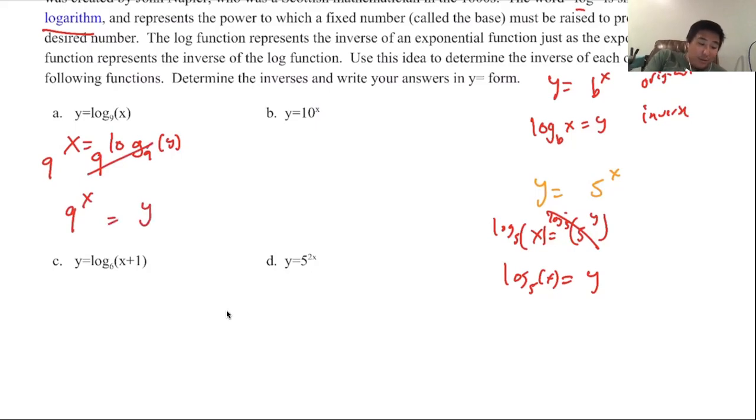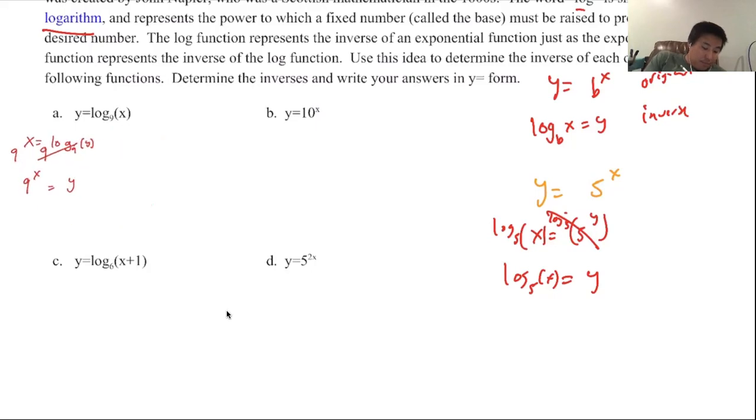You could just use the rule x equals log base 9 of y, 9 to the x equals y. So you can use that rule too. You have base 10. So y, I got x equals 10 to the y.